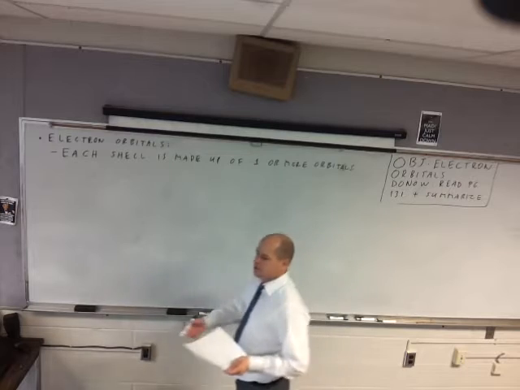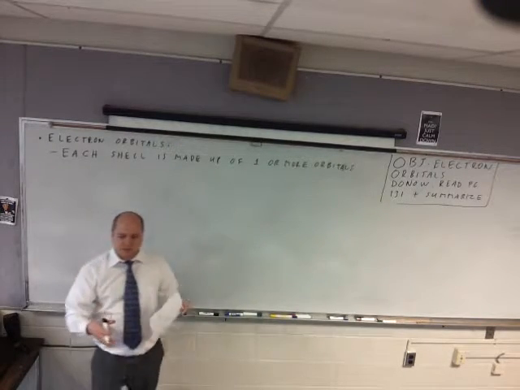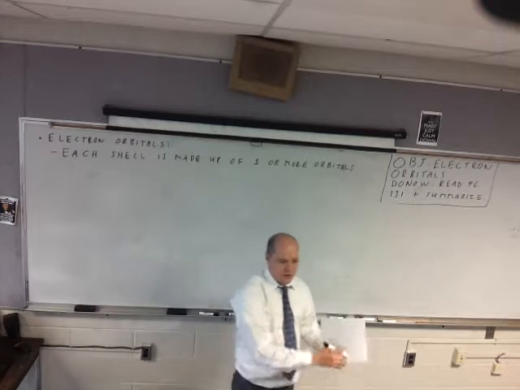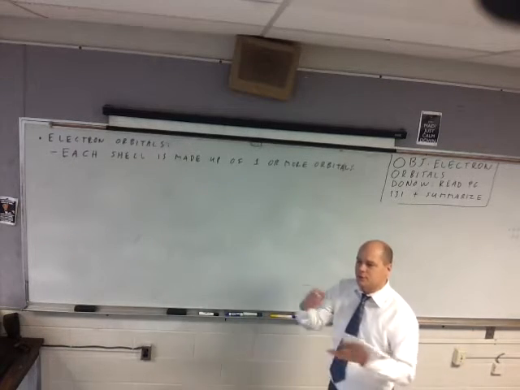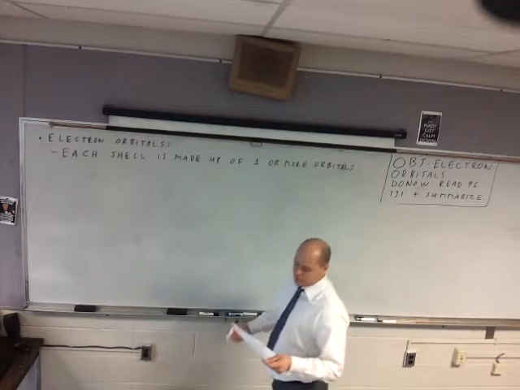So if you look at the second shell, it holds 8 electrons. So those 8 electrons go into 2 different little compartments. And each of those compartments is an orbital. One's called the s orbital, one's called the p orbital. So some will go into one of them, some will go into the other. That's what these orbitals are.